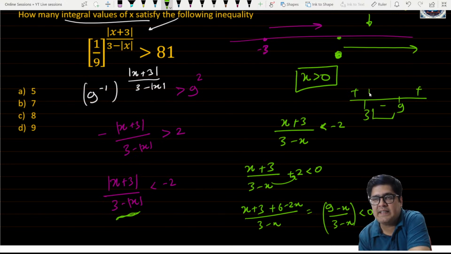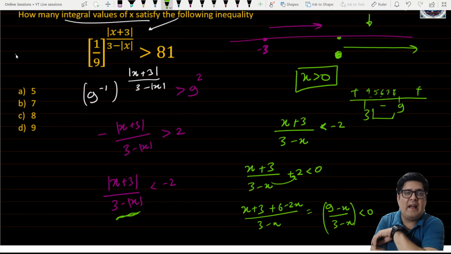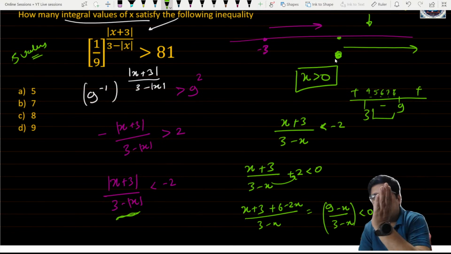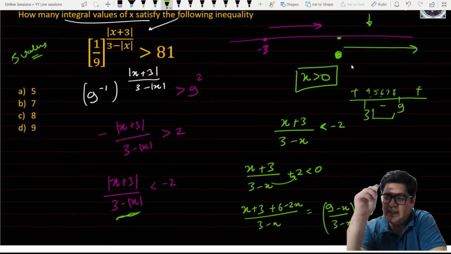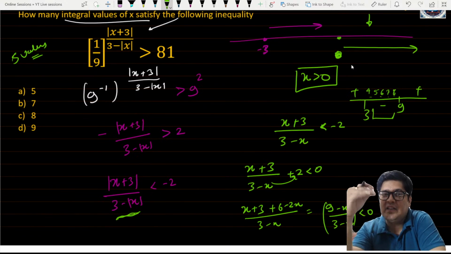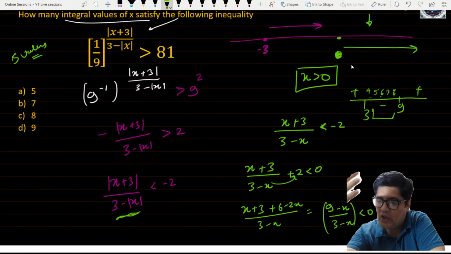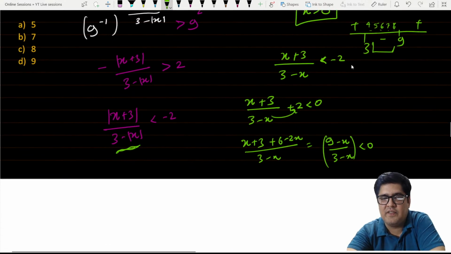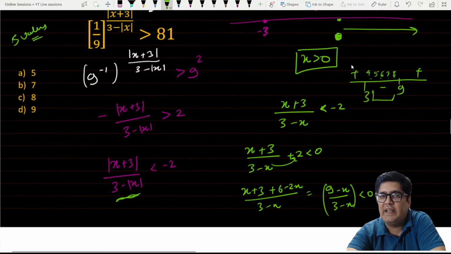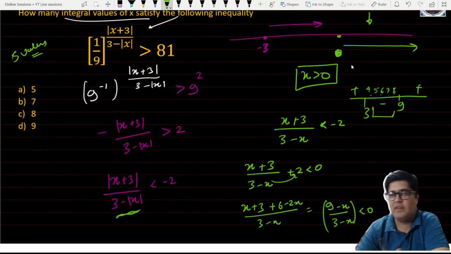What can be x? X can be 4, 5, 6, 7 and 8. So far I have got 5 values. Are these 5 values on the right side of x? Yes. I started the solution by assuming the right side of x. Now I will clean this to solve it further. That is the limit of the space I have. So I'll have to clean this. I've got 5 values.